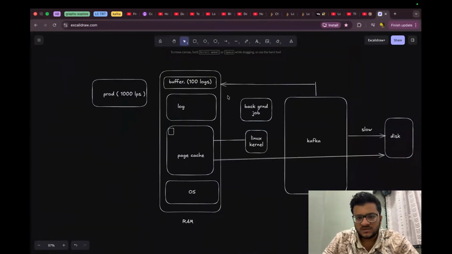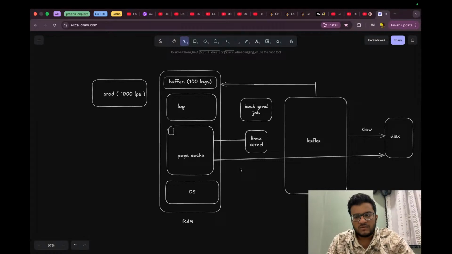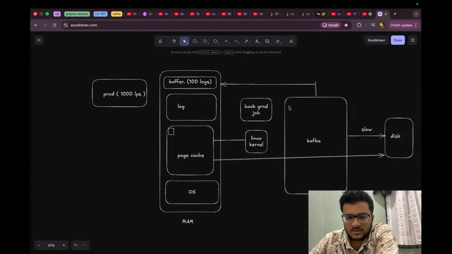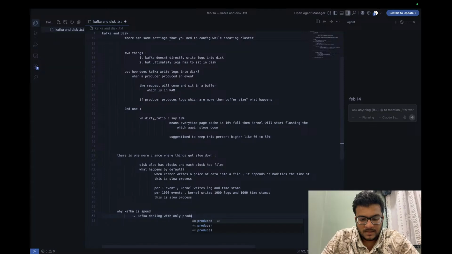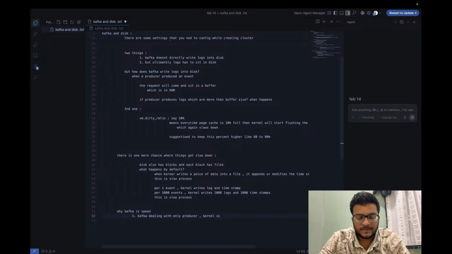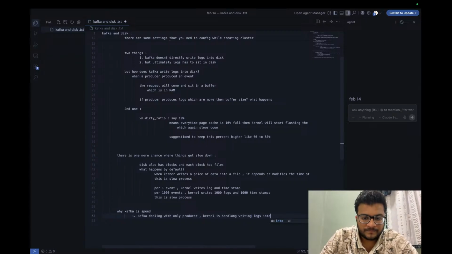Okay, now that you know this is the flow, the hardware and software, why is Kafka fast? Because of one reason: Kafka is not directly interacting with the disk. Kafka is interacting with the producer, and Linux is taking care of writing the contents of logs into the disk, which is usually faster. Reason number one: Kafka deals with only the producer, and the kernel is handling writing logs into disk.